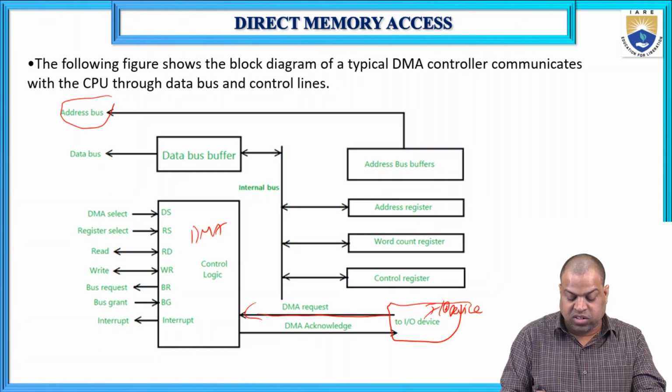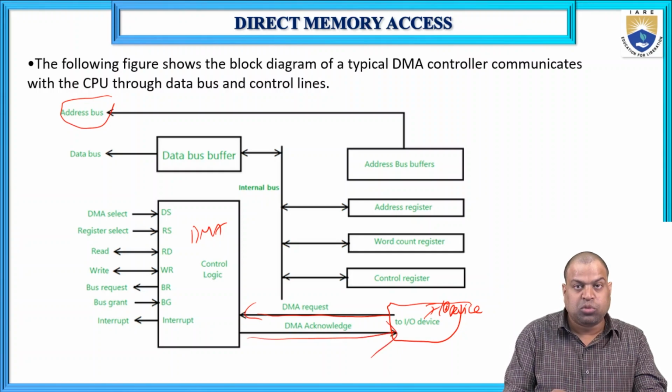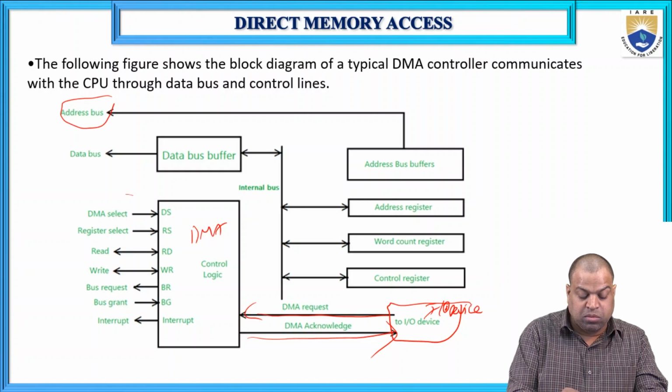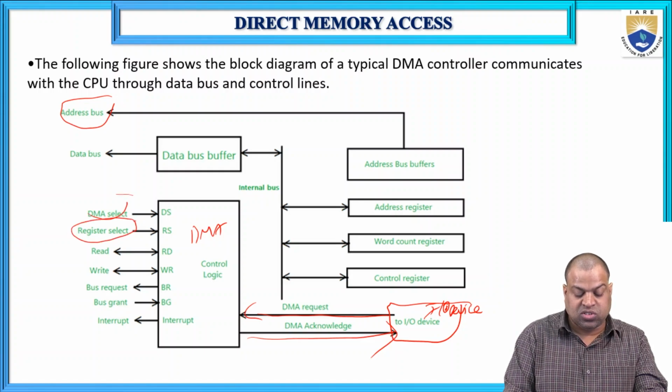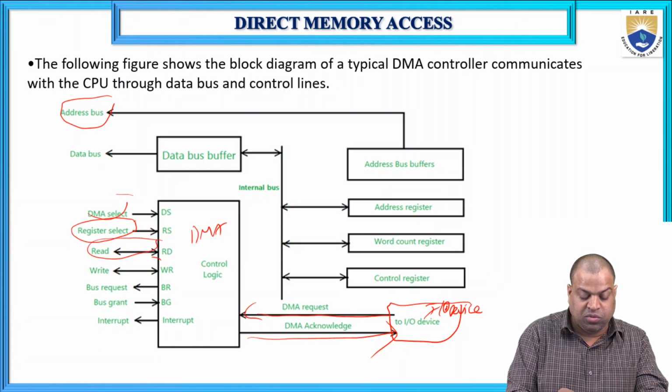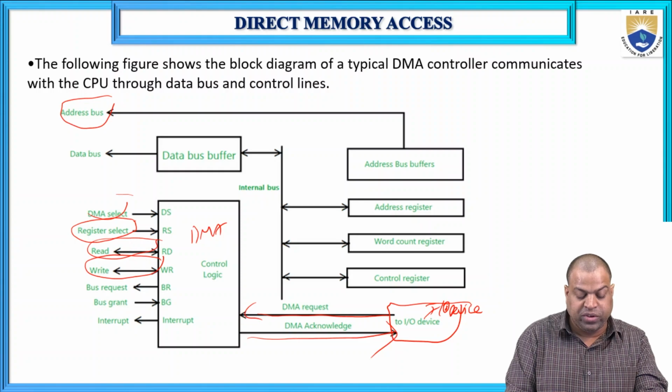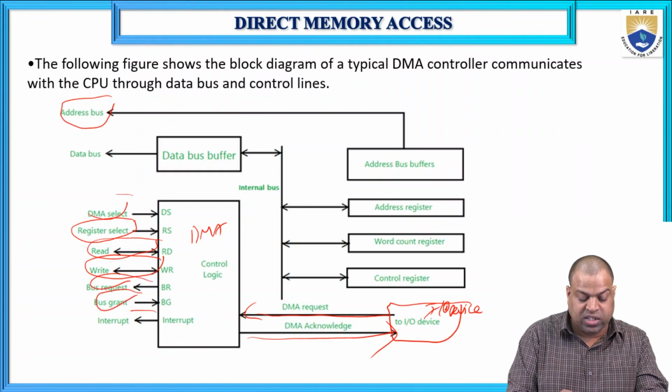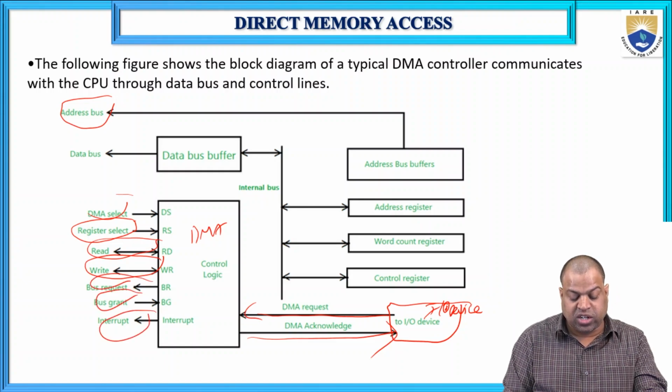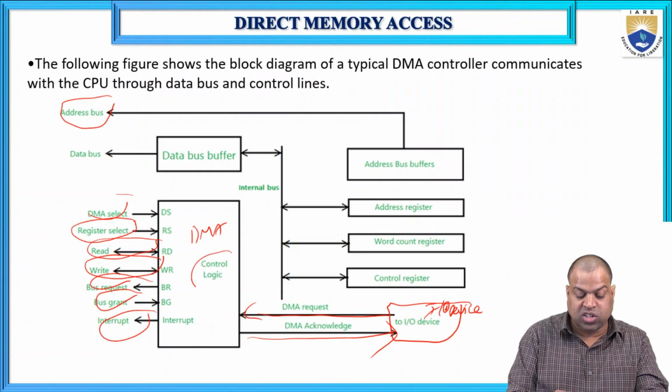The input output device communicates through the DMA request and the DMA acknowledgement. So what are the inputs and outputs to the DMA? DMA select and register select are the inputs, and the read and write operations we already know we definitely need. If the CPU is connected, then read and write are connected to the CPU, along with bus request, bus grant, and interrupt. These are connected to the DMA, and it is a control logic.